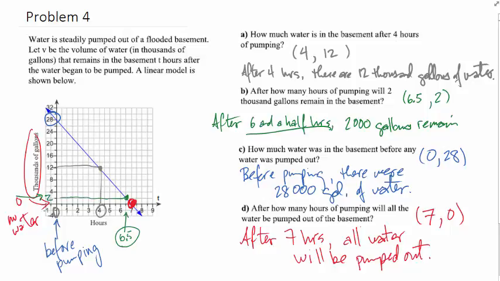Okay, so all these correspond to points on your linear model. So when you're asked a question similar to this, what you would want to do is you would look for these points in your linear model, identify them as points, and then be able to answer the question. Okay?